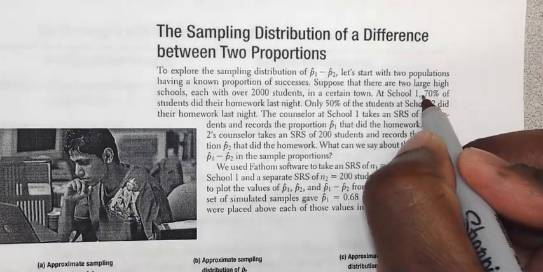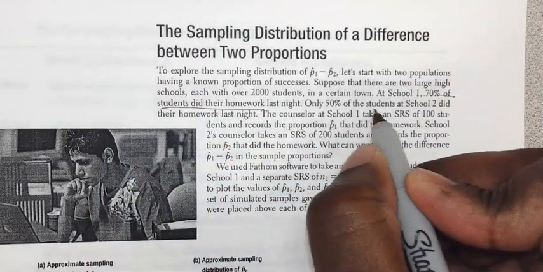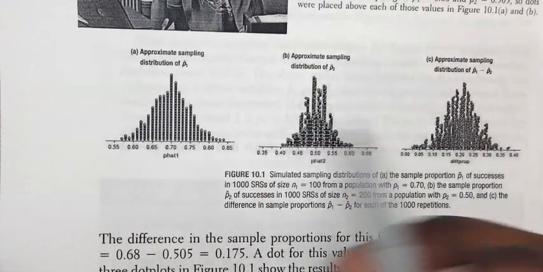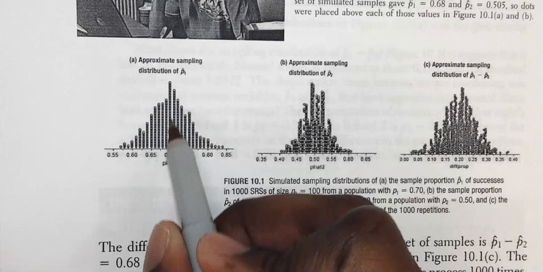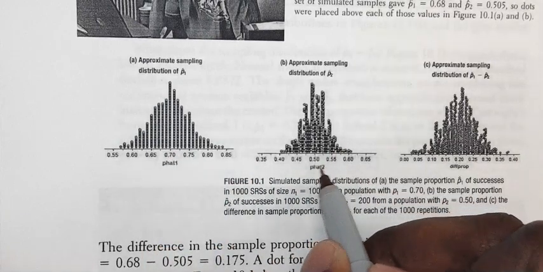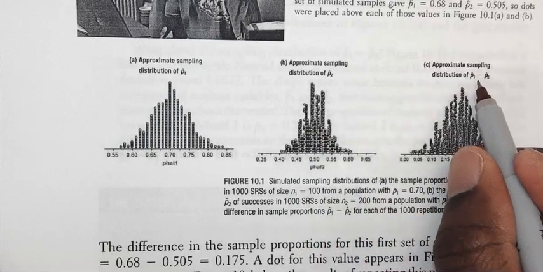Basically, at school 1, 70% of students did the homework last night, and only 50% in school 2. So we look at that data, and it was simulated with software like 1,000 times. Here's school 1. Notice the mean proportion there is 70%. Here's school 2. That mean proportion is 50%. And here's the difference, P hat 1 subtract P hat 2.